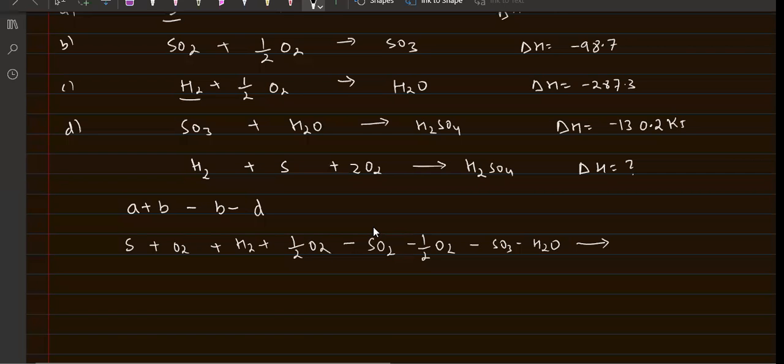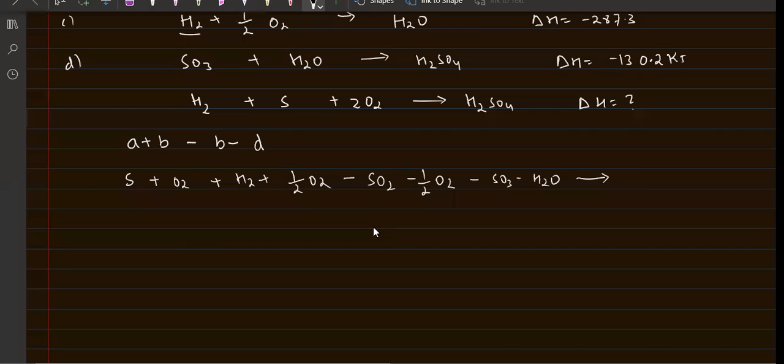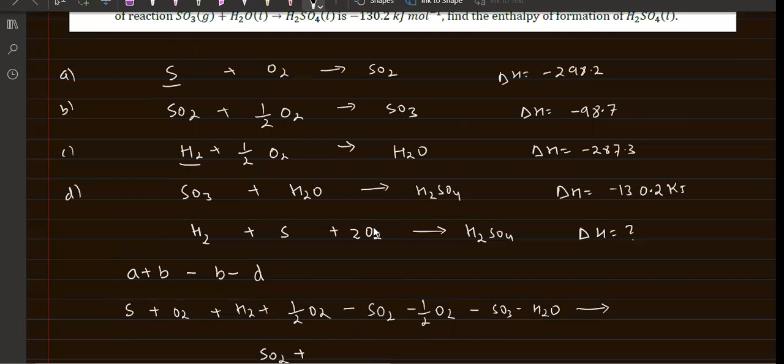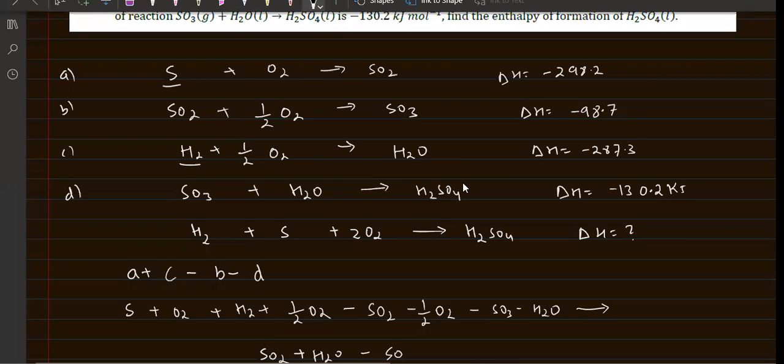It's quite easy. So product side, what we had. First reaction was SO2, so I'll just do the same thing. SO2 plus B. In B, what we have, sorry, in C. Sorry, my bad, I have written B here; it should be C. So it will be SO2 plus H2O. Minus what? Minus we will have SO3 and H2SO4.